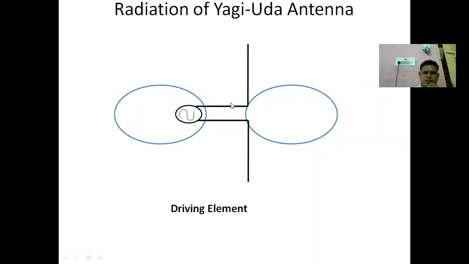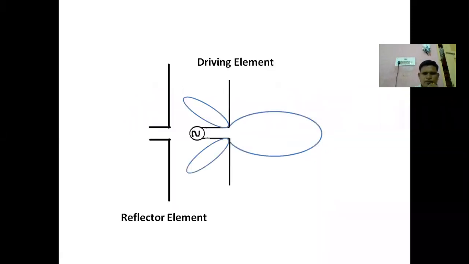This is the shape. Suppose you use a reflector element. If you place the reflector element, see here the back lobe power will be reduced, and we are getting the two side lobes. We are getting the maximum directivity in this opposite direction. That's why it is called a directional antenna. It has the maximum radiation in this direction, and minimum radiation in other directions.